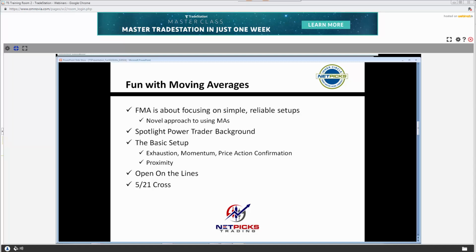And then, of course, a little bit of the background we'll talk about, and then we'll get into the basic setup. So there's 3 setups I'm going to teach you today. One, the basic setup, is actually the first setup that gave birth to the Spotlight Power Trader. So we'll get into that, and then some brand new ones. One I'm calling Open on the Lines. We'll get into that, and then finally the 521 cross, and you can probably guess what that is, but there's a few twists on that one as well. So I'm really excited to show you this. Let's just jump into the charts.